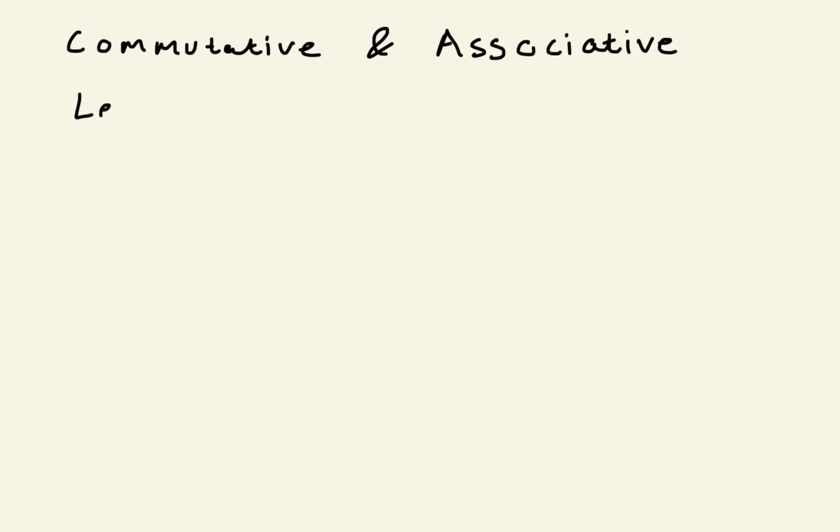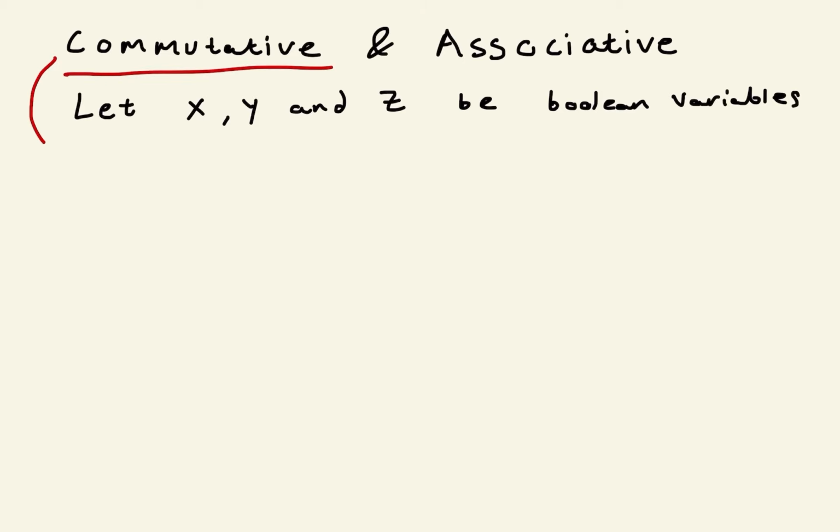Next, let's get into the commutative and associative laws. These are slightly different than what we've been doing previously, but you'll get the gist of it. I'll start by declaring 3 variables. Now, these two are pretty similar, but they're both really important, so don't get them mixed up.